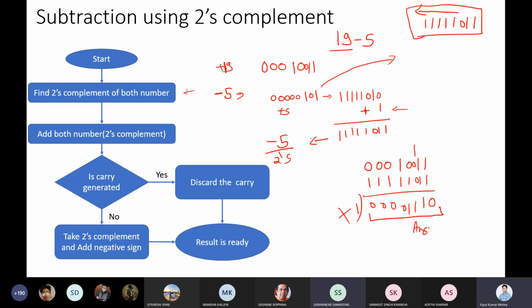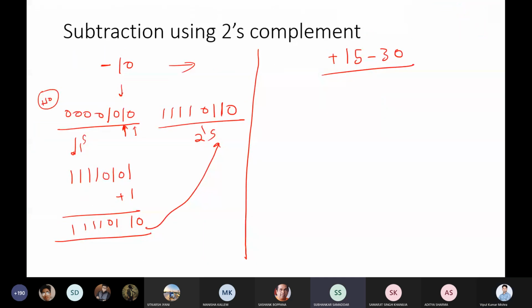Sir, you have written here to find 2's complement of both the numbers. Means the representation of both the numbers in 2's complement. Oh, okay. If you say plus 19, then the representation in 2's complement will remain the same. Oh, okay. Thank you. So please try to solve it at your end.